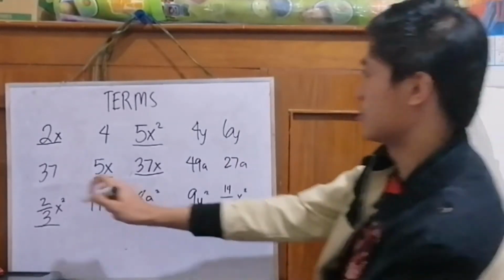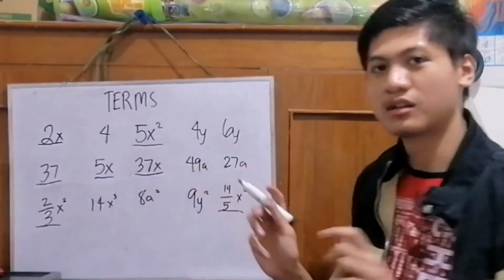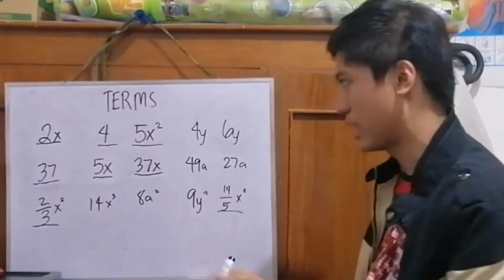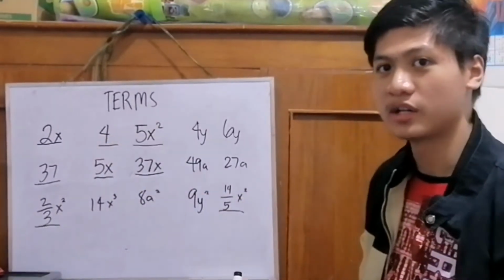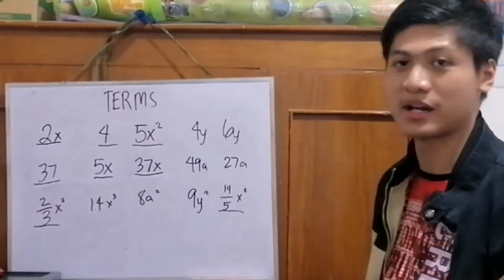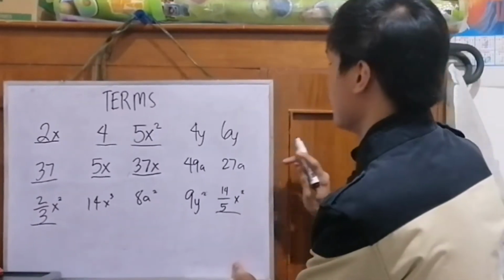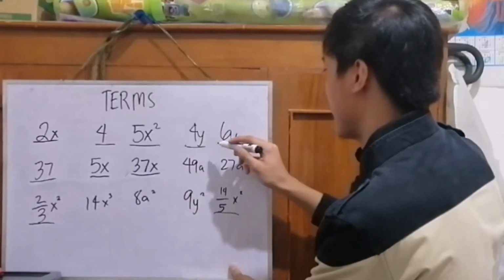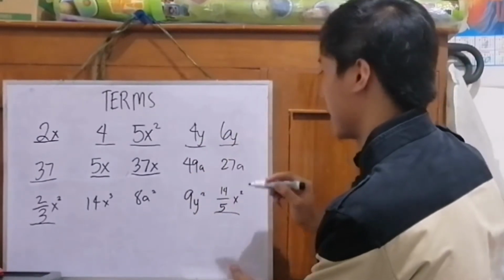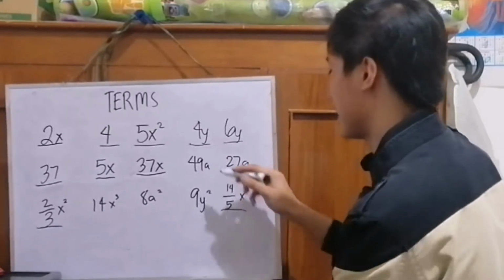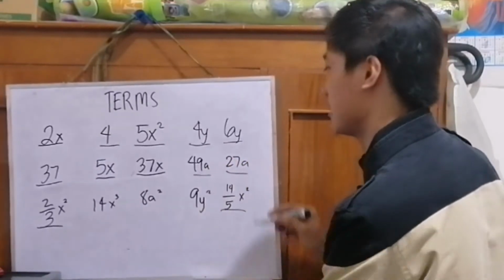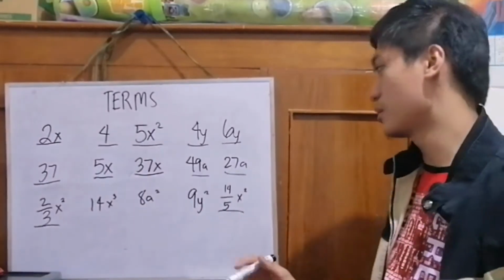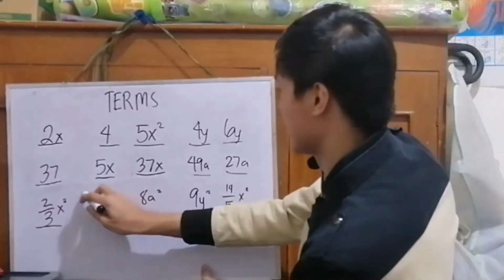And we have here 37, wherein its similar term is 4. Perhaps you can combine 37 and 4 in all operations, mathematical operations, I mean. So we have here 4y, and the term that's similar to 4y is the one beside it, that is 6y. And then we have here 49a and 27a. And for the last three, since there are no other terms that are similar to it, all we have to do is just to box them.